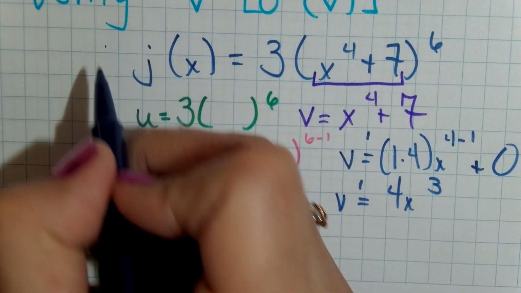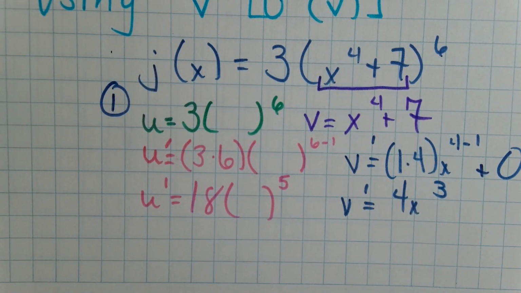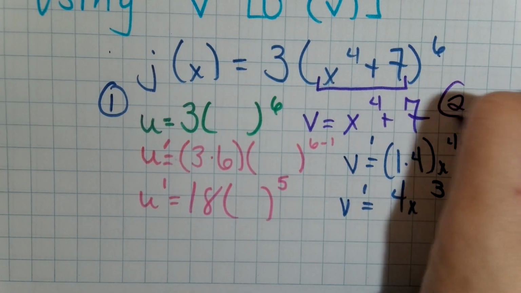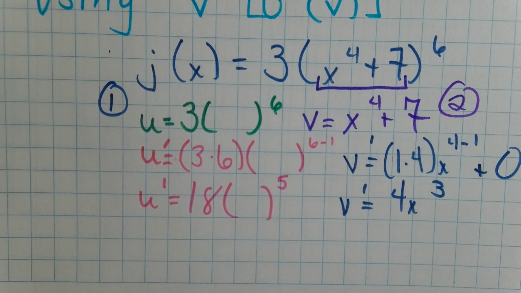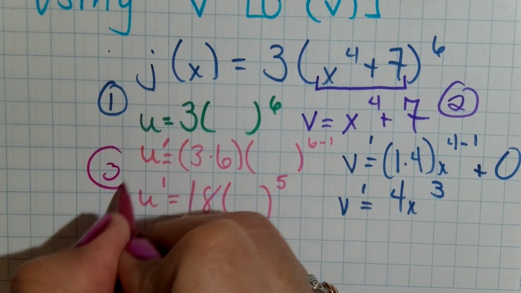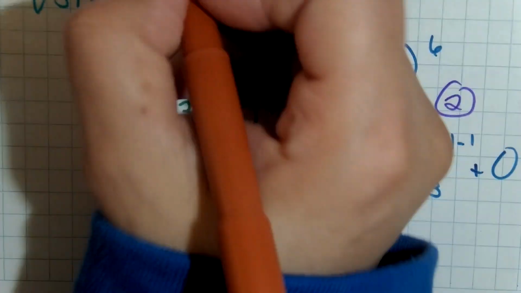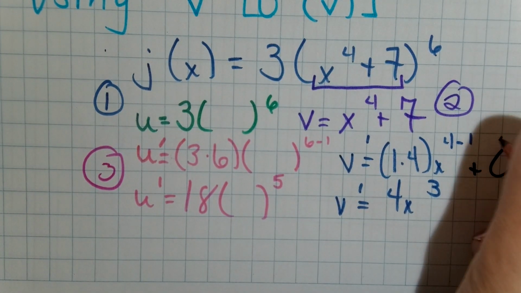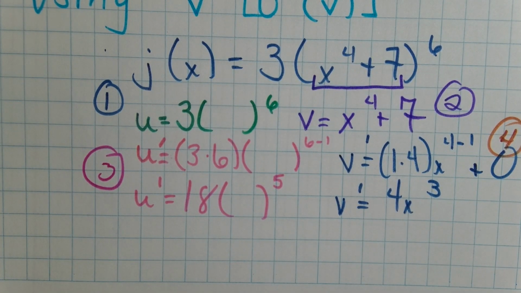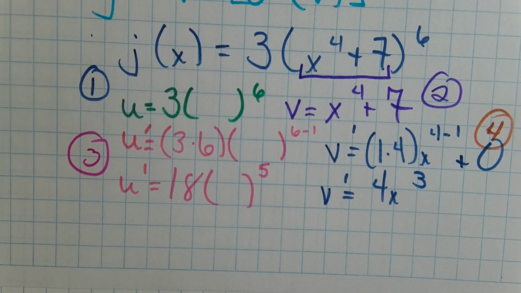So here is step 1. I'm going to try to use the same colors. Here's step 2. Here's step 3. And I spelled calculate wrong. Here's step 4. Can you see those steps? Yeah. 1, 2, 3, 4. So now I need to just put it together.